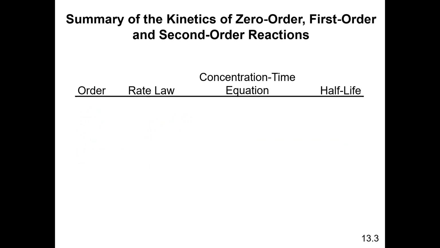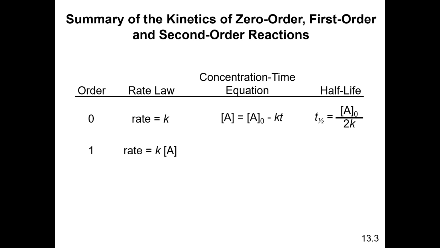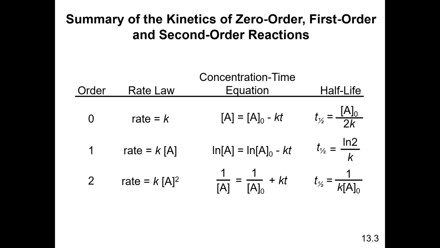So this here summarizes all that we have discussed with respect to the different types of reactions: zero order, first order, and the second order. All right, so these are equations which relate the concentration to time in each case. And here are the corresponding half-life expressions, all right? So this is something that you basically need to know how to use and apply to solve certain problems involving these different types of reactions.